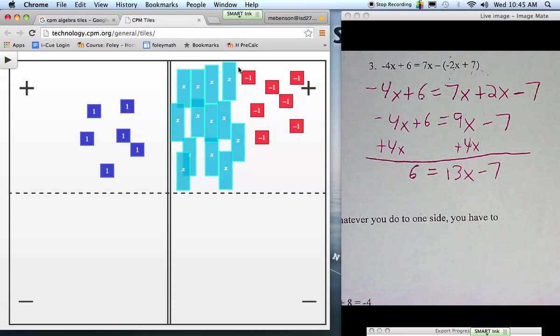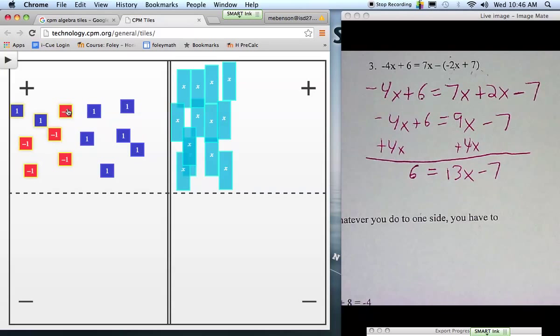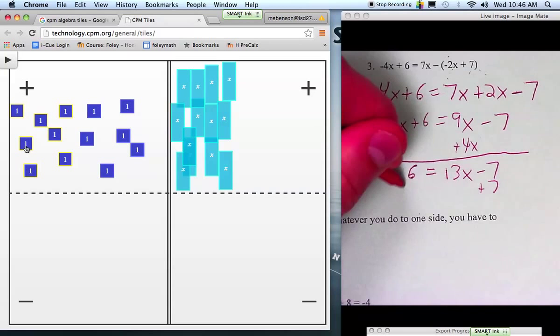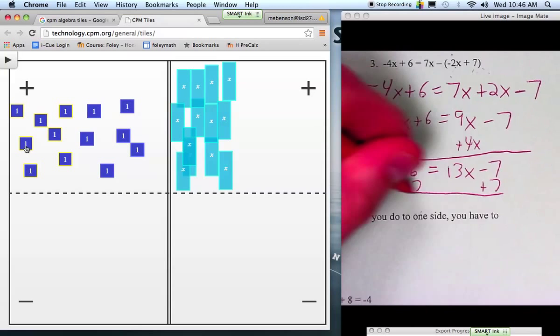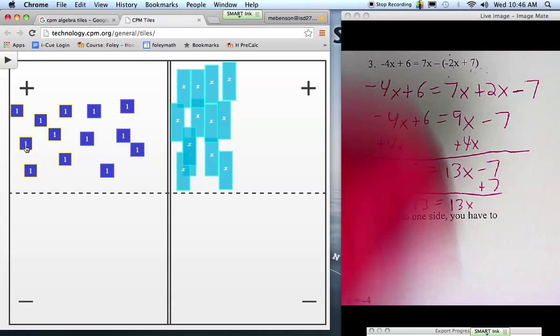I need to get the stuff that is not x over to the other side. And so let's get this out of the way. This is still positive. So I'm going to take these 7 negative ones. I'm going to move them over to this side. And when I move them, I flip them. So they were negative. They're all becoming positive, right? And so the way I record that is I'm adding 7 little ones to both sides. I've got 13 x's here. I've got 13 little ones on this side.